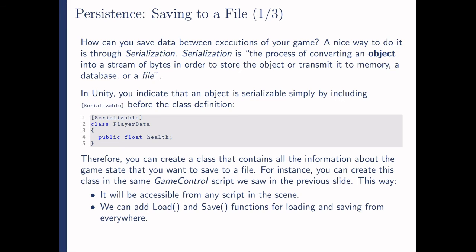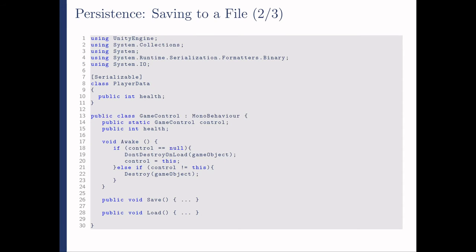Okay, so imagine that you have a data class that contains all the information that you want to keep from one scene to the next. You might have all that information there very nicely stored, and you can also add the load and the save functions that allow you to save into a file for whenever you actually have to stop executing the game and then continue later on in another execution of the program.